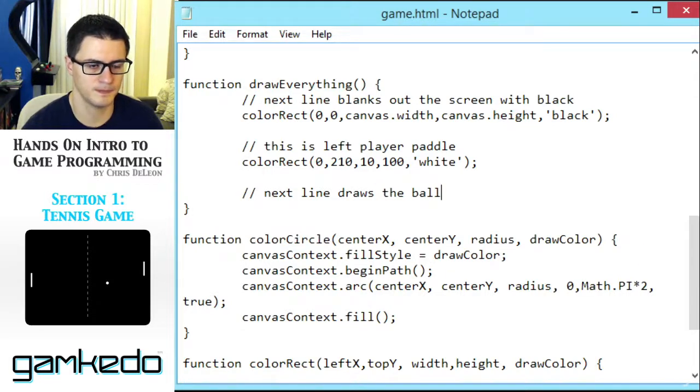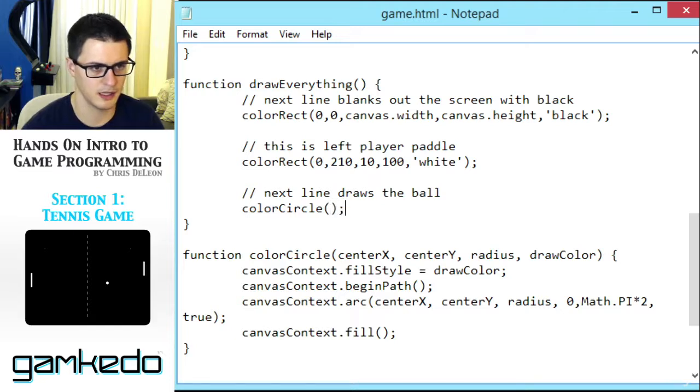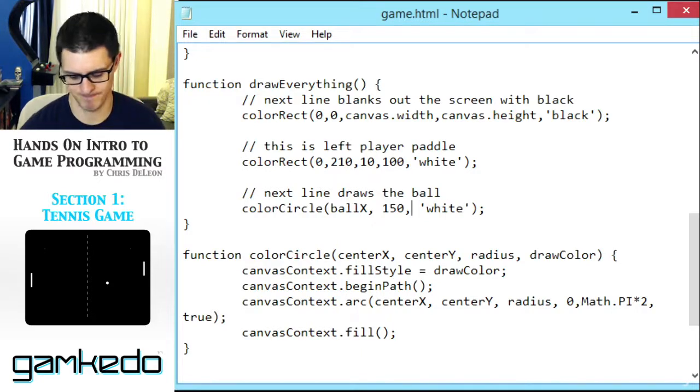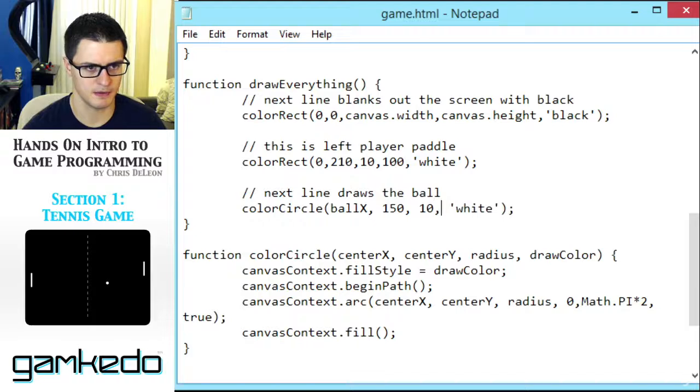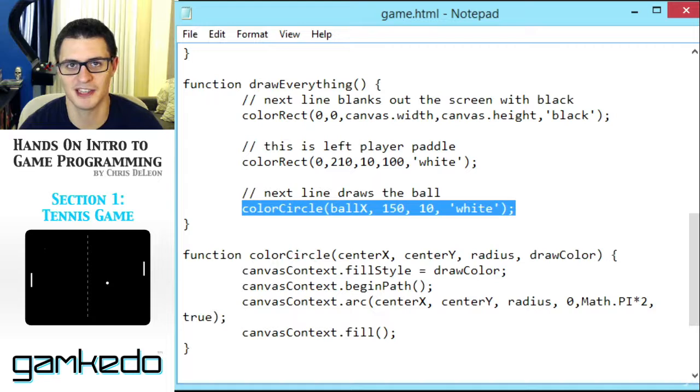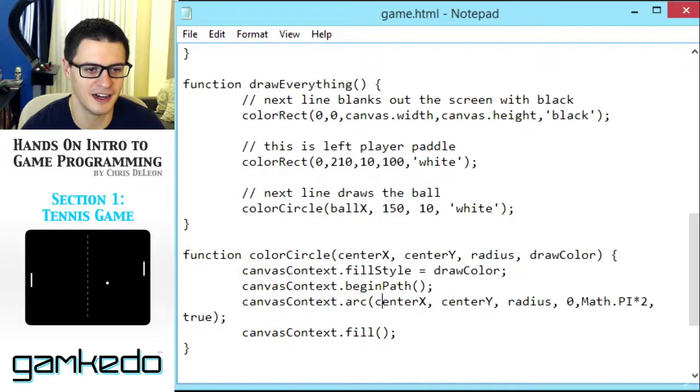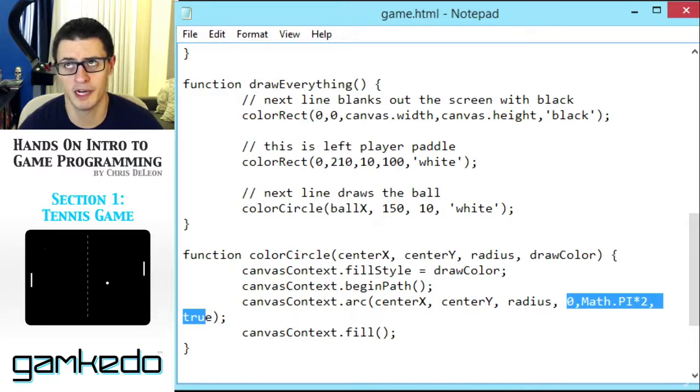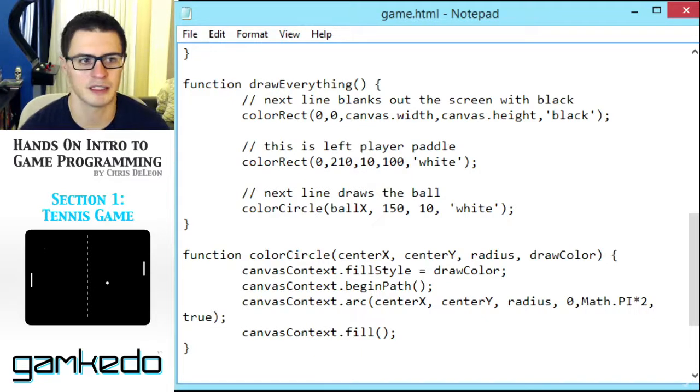Now for drawing the ball, I can just have a single line that says at ballX, position maybe 150Y, make a white circle. We didn't give it our radius. Radius of 10. What's nice is that now that we've figured out how to draw a circle, we don't ever have to look inside this function again. We don't have to worry about it. We also didn't have any reason to replace this 0, Math.PI times 2, or true with parameters because we don't want to change those when we draw a circle. We always know what those are going to be when we draw a circle. So we've made a helper function now for drawing a circle as well. Makes that a little bit cleaner and easier to deal with.